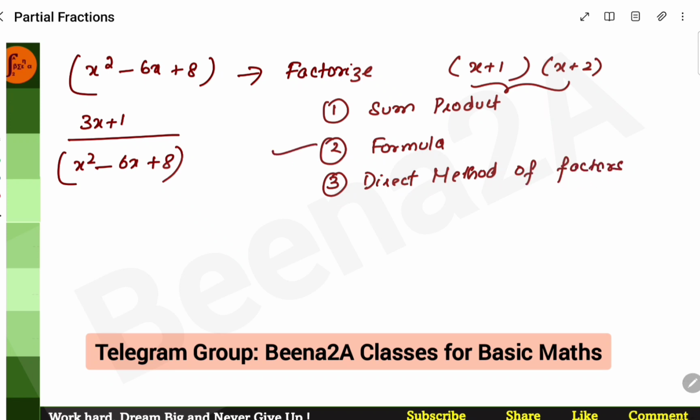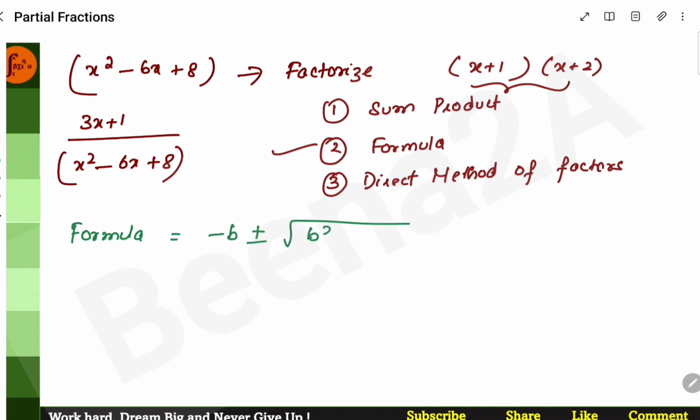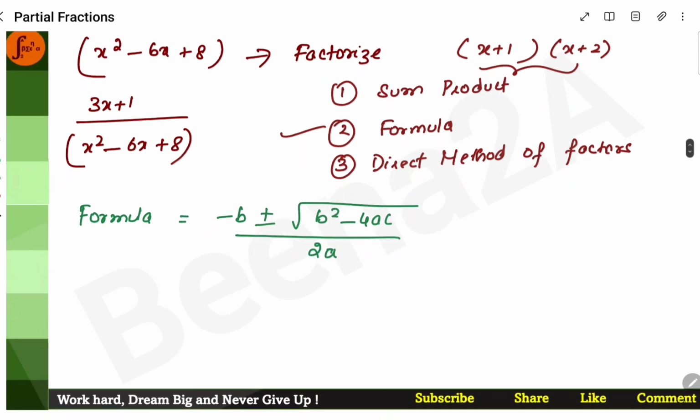We'll go through formula method here. In the next set of problems, we'll go through sum product and direct method, right? Here in this problem, we'll use formula method. Now, what is the formula? You have to learn this formula by heart. Formula is minus b plus or minus root of b square minus 4ac by 2a. This is the formula.